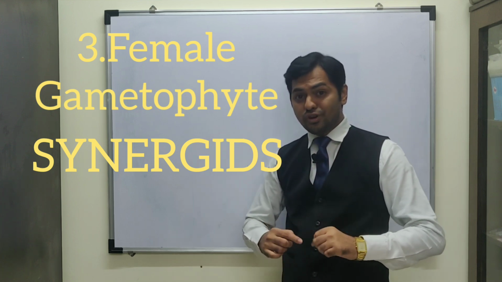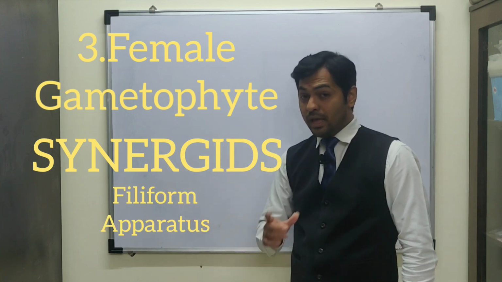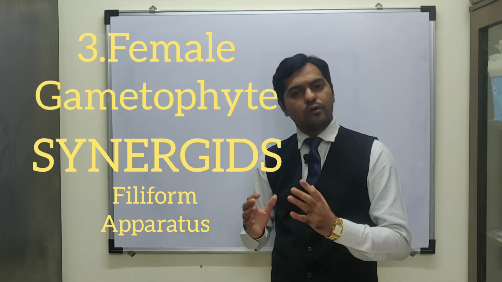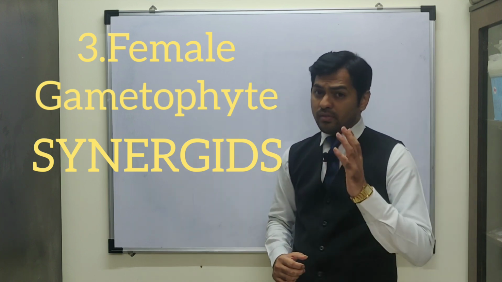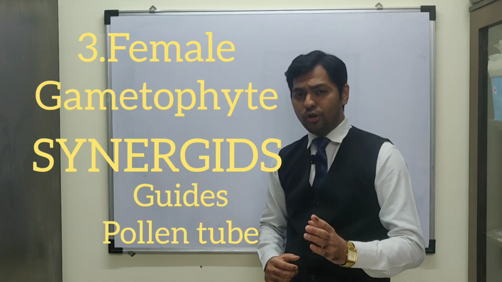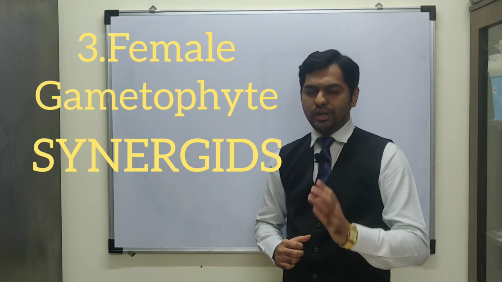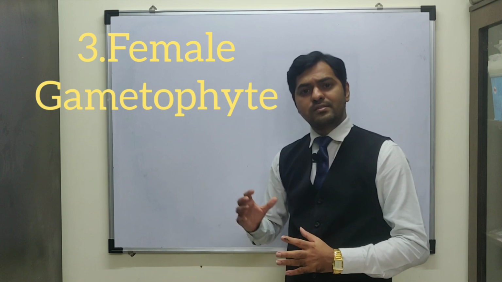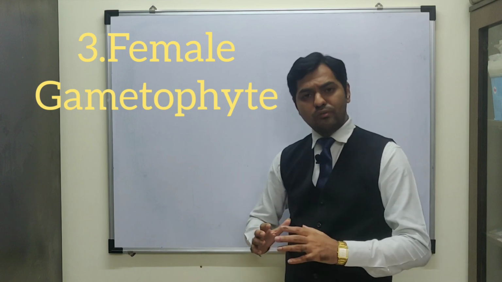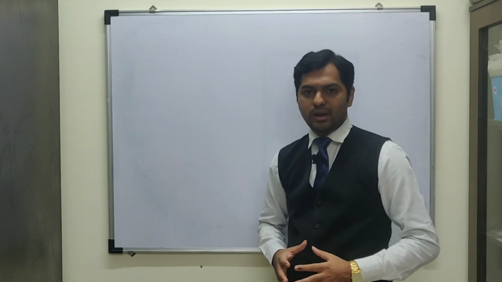Synergids produce certain finger-like projections which are known as filiform apparatus. In fact, this filiform apparatus is the extension of the cell wall of synergids into the cytoplasm. These synergids have a very valuable function, that it guides the entry of pollen tube into the egg cell. So it guides it towards the micropyle, which is a very important function of the synergids. As the pollen tube enters, one of the synergids degenerates before the entry, and the other gets degenerated after the entry of the pollen tube. So that is an important point about the female gametophyte.